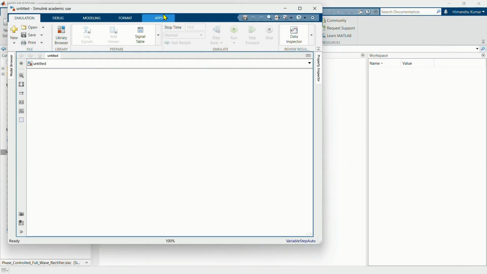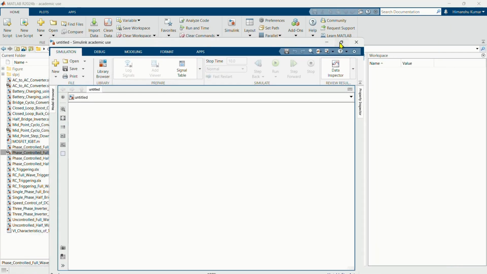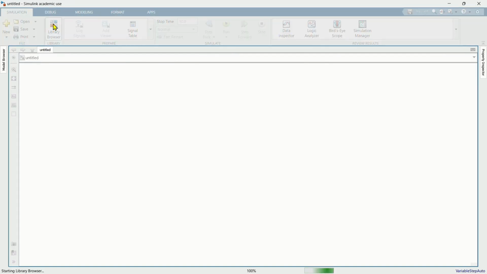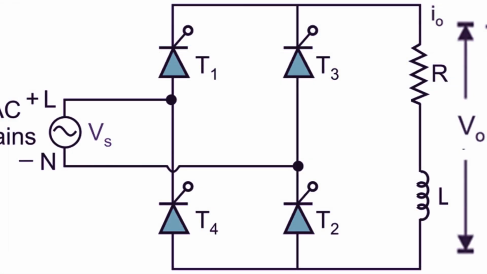Today, we're going to explore a fundamental topic in power electronics, the single-phase full-wave controlled rectifier. We'll walk through how to model this circuit step by step in MATLAB/Simulink and observe both the input and output voltage waveforms through simulation. This session will help you better understand the working and analysis of controlled rectifiers, which are widely used in power electronic applications.